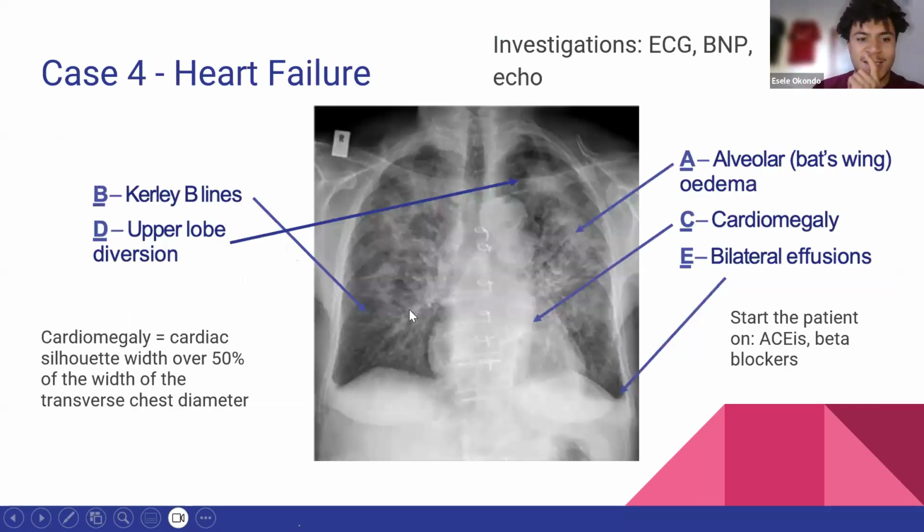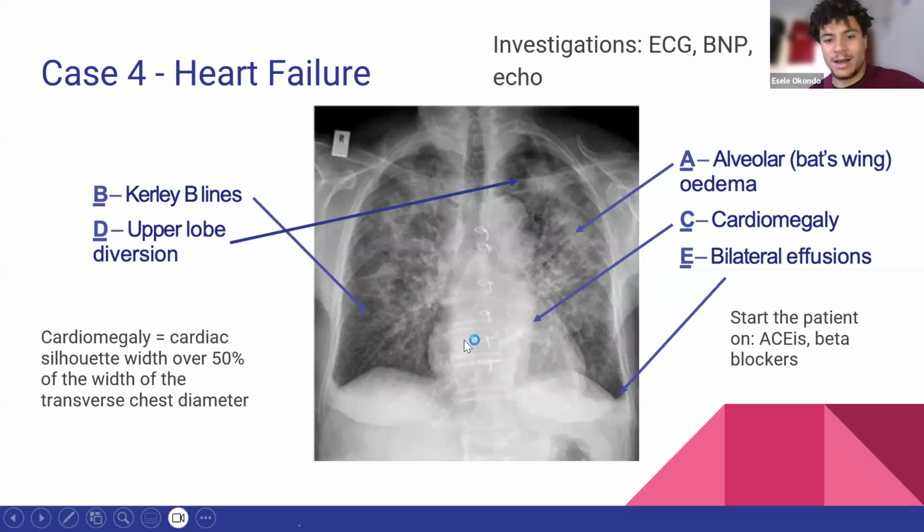The next thing is heart failure. So you have your A to E for heart failure as well. You have this bat's wing edema in the alveoli. You have curly B lines, which, depending on who you talk to, will tell you whether they exist or not. Well, there are these lines you can see. These are what you would describe as curly B lines, but even cardiologists argue between themselves whether they exist or not.